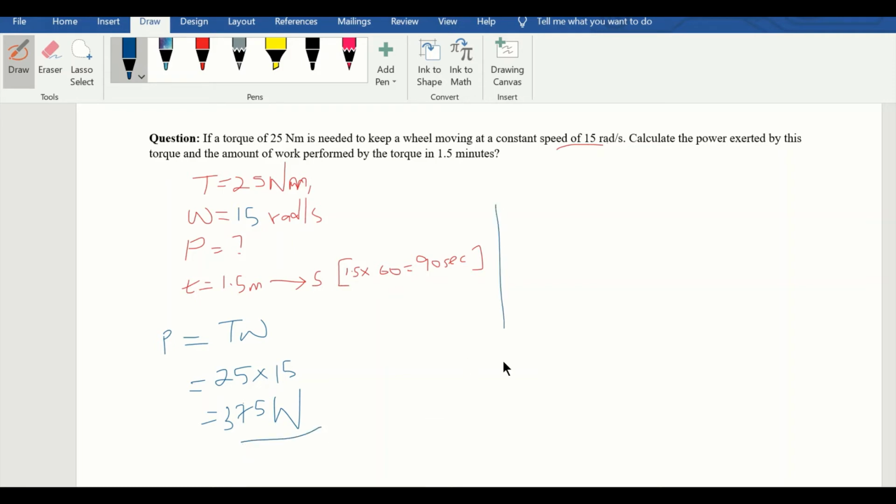Now, to get the amount of work performed by the torque in 1.5 minutes, I can use the formula power equal to work over time. My power is given as 375 watts. My time is given as 90 seconds, so I can transpose. Therefore my work is equal to power times time. Okay, my power is 375 times my time, 90. That gives us 33750 joules.